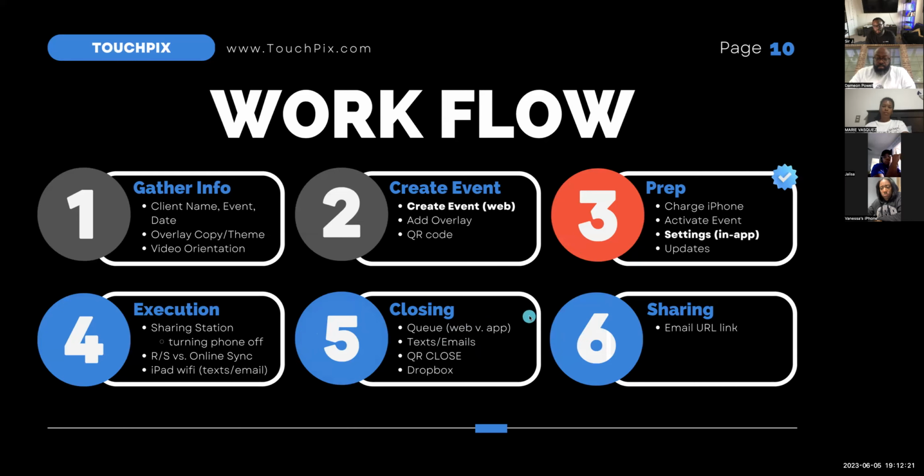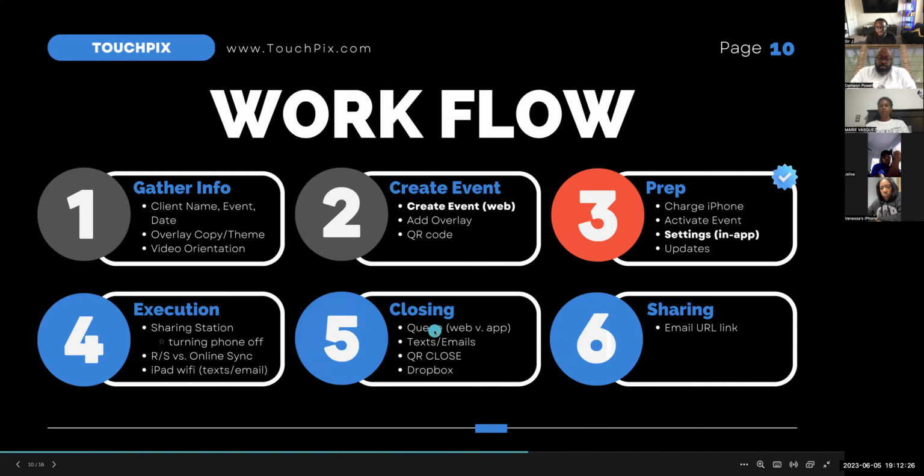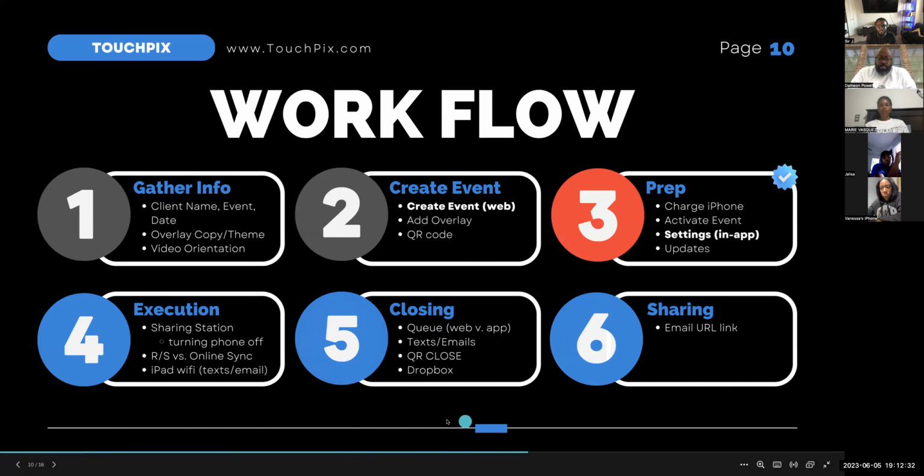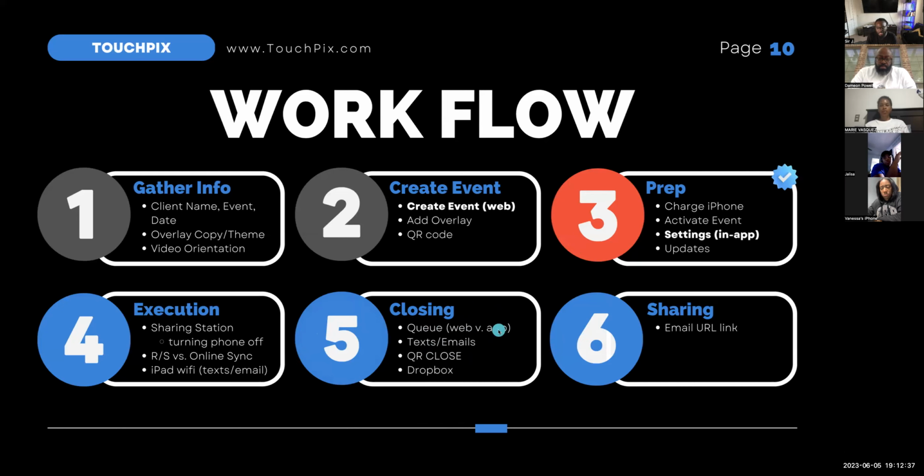Closing out the event, there's a queue that we just walked through. We looked at the difference between the web and the app gallery. You just want to make sure that those match. So again, making sure that everything that's in the app is in the web. If it says app 31, make sure it says web 31. All right. And then text and emails.